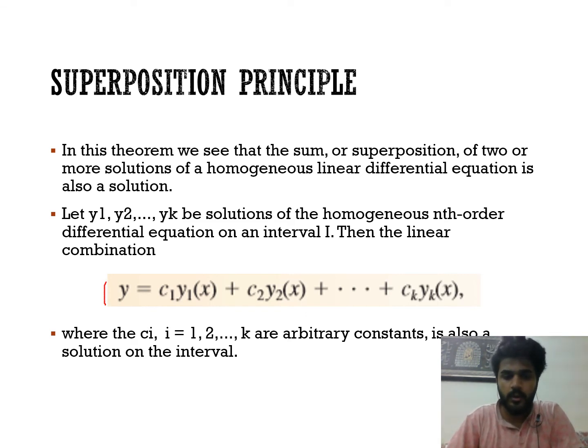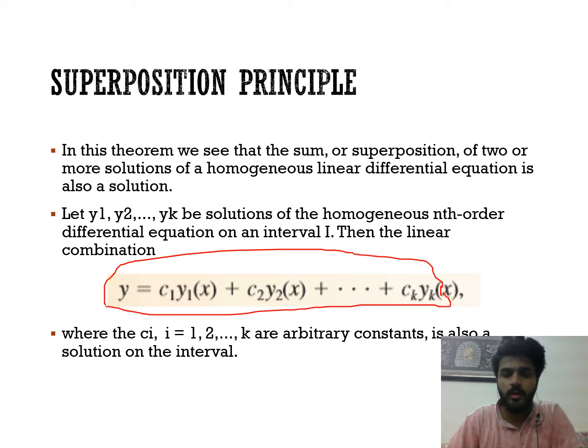We make a linear combination of these solution terms of the homogeneous equation and the constant terms, which we can state as y equals c1 y1 of x plus c2 y2 of x and so on up to ck yk of x terms. This is a linear combination of the solutions of the homogeneous differential equation and the constant terms, where c i, with i equals 1 to k, are arbitrary constants, and it will be the solution on the given interval.